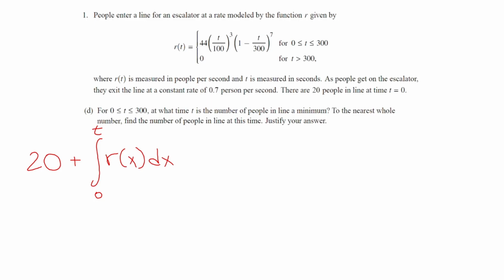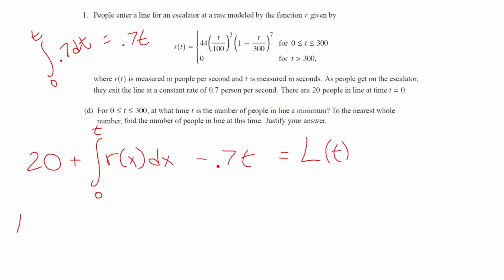we could say the integral from 0 to t of 0.7, or since the integral from 0 to t of 0.7 dt is just 0.7t, we could just say minus 0.7t. And so this is our function. We'll call it capital L of t. It's the number of people in the line at any given time. And we want to know when that function, capital L, is at a minimum.